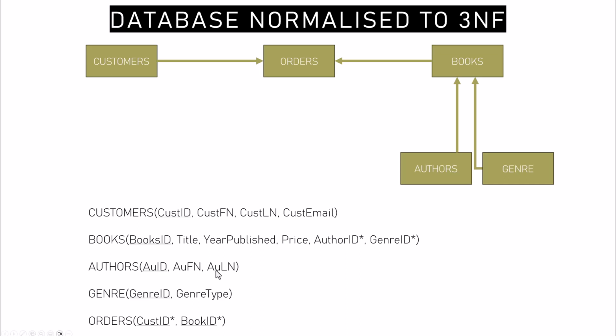Likewise, between genre and books, the many part of that relationship is in the books table. That's linking to the primary key of the genre table. When we look at customers and orders individually, customer ID is the many part of the orders table, which links to the customer ID of the customers table. And then likewise, book ID is the many part between books and orders. So the book ID of the orders table, I should say, is the many part. That's going to link to the primary key book ID in the books table.